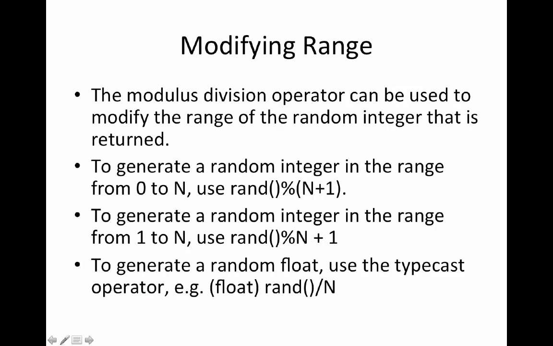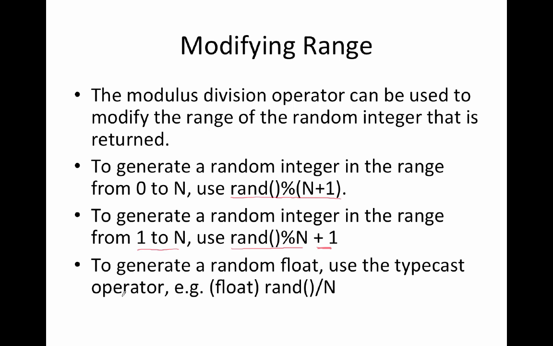Let's take a look at some examples and how you can modify that. So first of all, you can use the modulus division operator to modify the range of the random integer that is returned. So if you want to generate a random integer in the range from 0 to n, the way you do that is rand() % (n + 1). Now if you wanted to generate a random integer in the range from 1 to n, you would generate a random integer using rand() % n. That's actually going to generate a random integer in the range from 0 to n minus 1, and then add 1 to that, and that shifts to give you a random integer in the range from 1 to n.